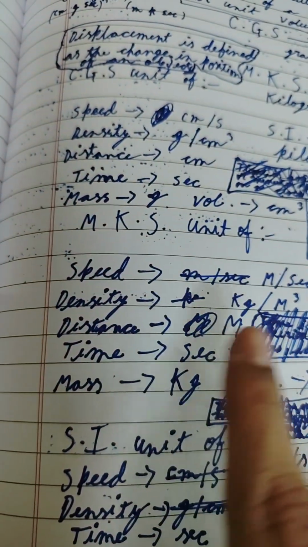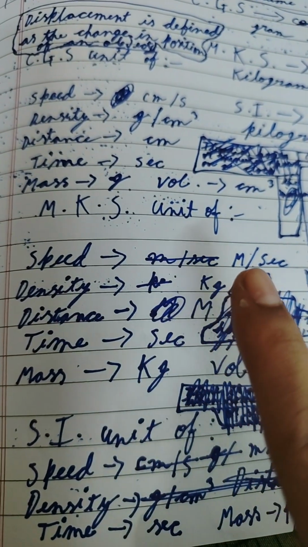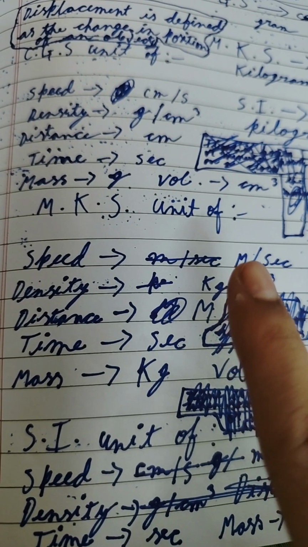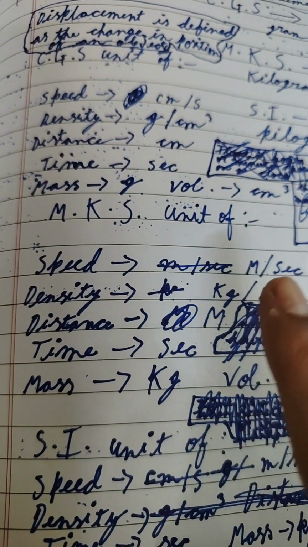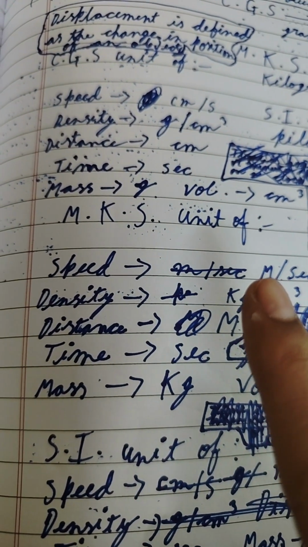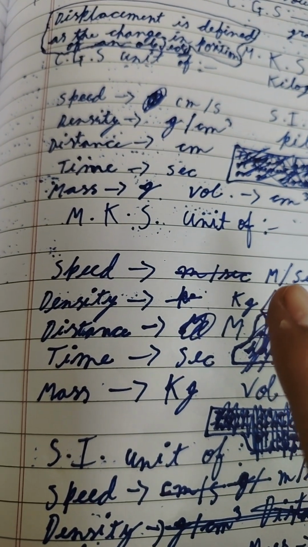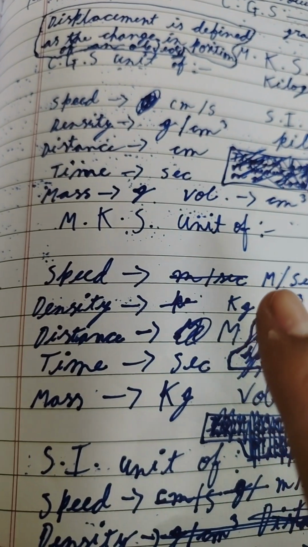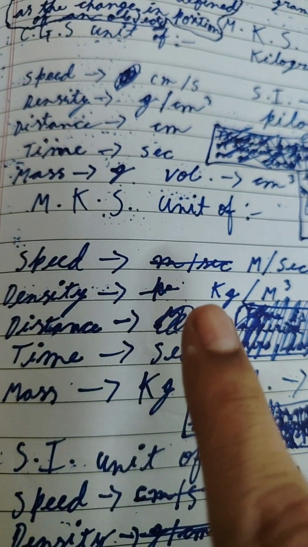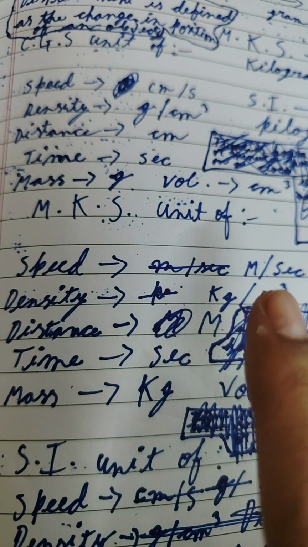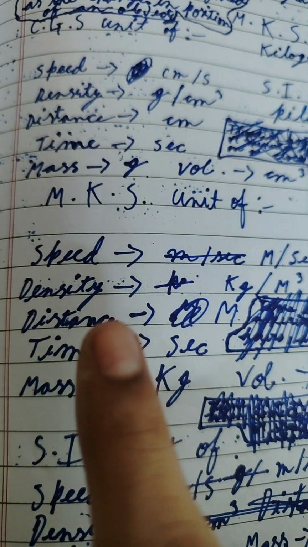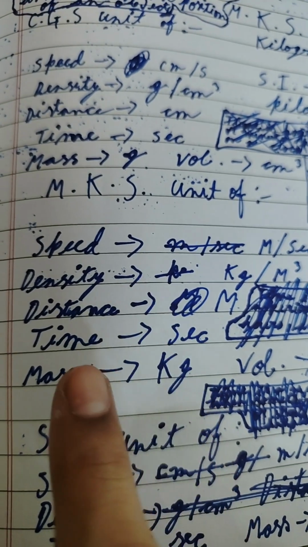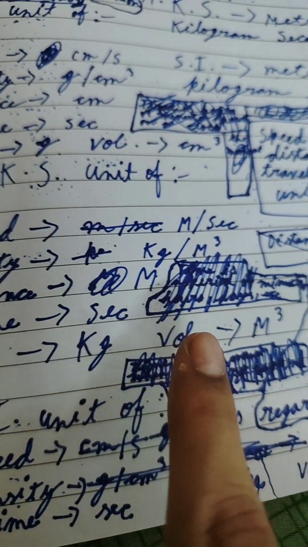Now in MKS, unit of speed is equal to meter per second, you can see that the first letter of M is capital. I mean all first letters should be capital, whether it is meter, kilogram, or second. Density is equal to kilogram per meter cube. Distance is equal to meter. Time is equal to seconds. Mass is equal to kg or kilogram. Volume is equal to meter cube.